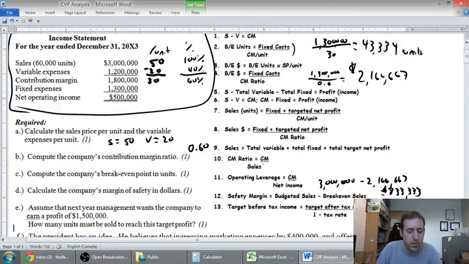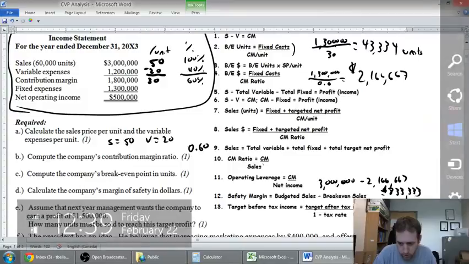So it says calculate the break-even, the company's margin of safety in dollars. Often you'll see it say calculate the company's margin of safety as a percentage. I'll do that really quick.